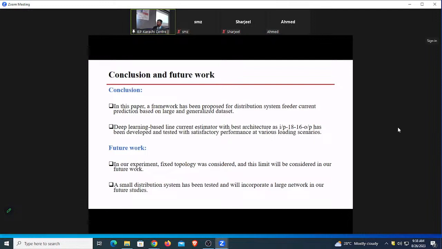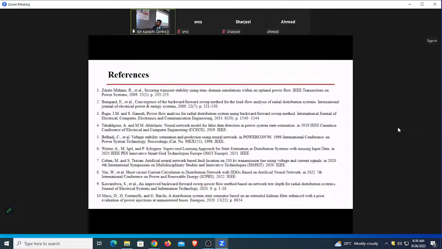And the future work of our experiment is that we have fixed the topology, and this limit will be considered in our future work. A small distribution network has been tested and we will incorporate a large network in our future studies. We have used the 15 bus IEEE system. Then we can use any distribution network system in our future studies, and we can also make a GUI of this model. And these are the references which are taken in the research paper. So thank you.